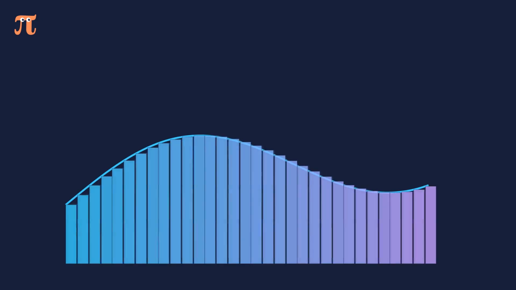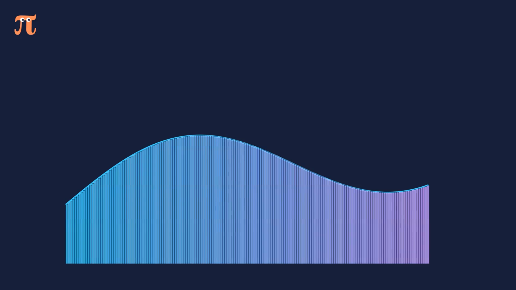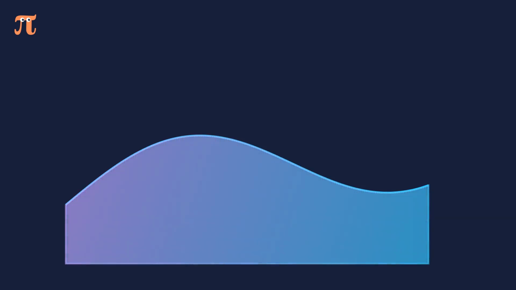Here's where it becomes beautiful. Make the rectangles thinner, and the error shrinks. Thinner still, smaller still. Push that idea all the way. Infinitely many rectangles, each infinitely thin. The gaps vanish completely. The staircase becomes the curve. And the sum of all those slivers stops being an approximation. It is the area, exactly.